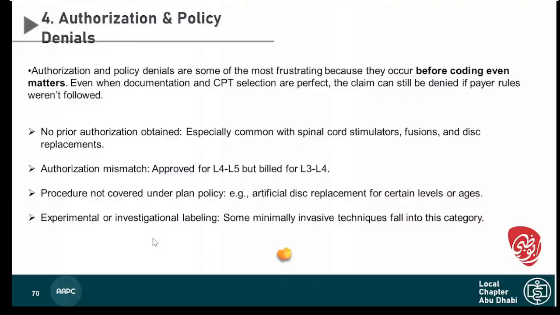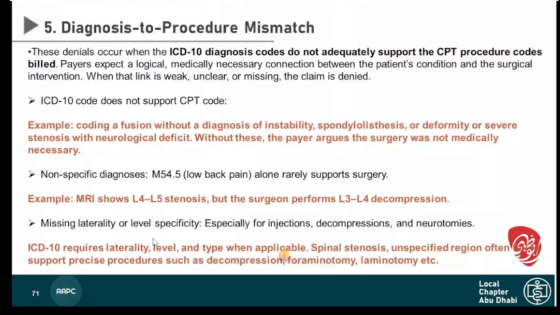These denials occur when ICD-10 diagnosis codes do not adequately support the CPT procedure codes billed. For example, coding a fusion without a diagnosis of instability, spondylolisthesis, deformity, or severe stenosis. Without this, the payer argues the surgery was not medically necessary and will not pay. So the procedure and diagnosis should match.